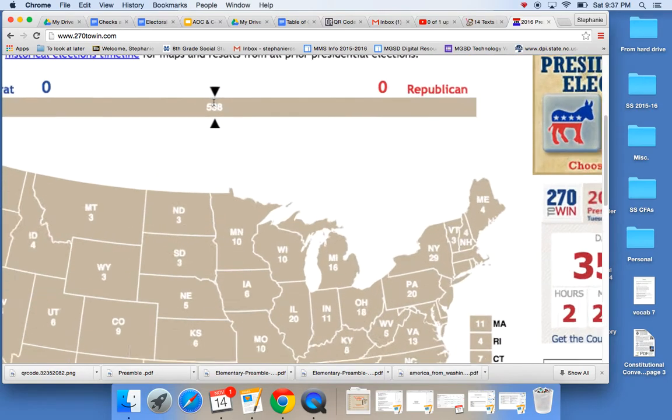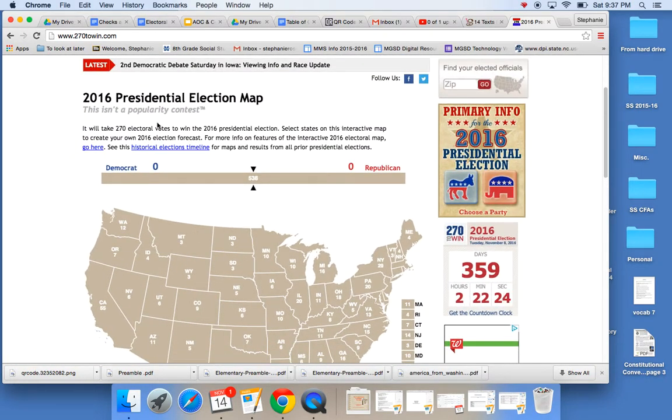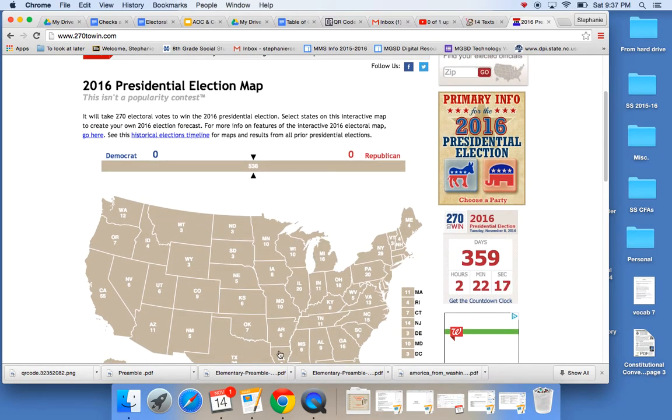And so at the top here, you see the 538 is the total. So what you can do with this website, and it's available for you guys, you can go and play on the website as well. And I encourage you to do so, actually. It'll help you kind of understand the Electoral College a little better.